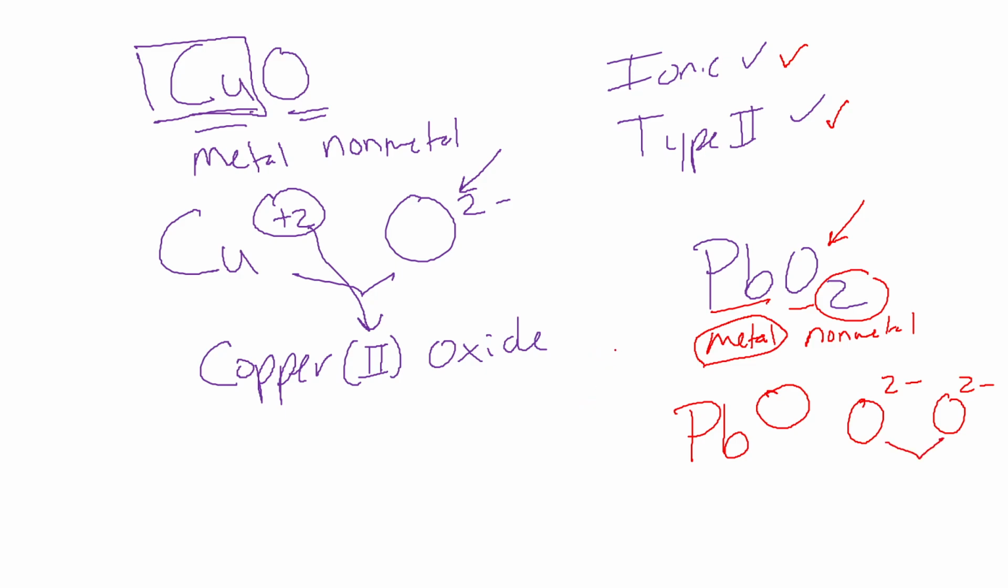-2. That is a grand total of -4. That means my lead here is actually +4. Maybe not +2, like maybe some of you might have thought. This is going to then be lead Roman numeral 4 because of the charge. And again, it doesn't matter that I got multiple oxygens there. It's going to be oxide in this case.